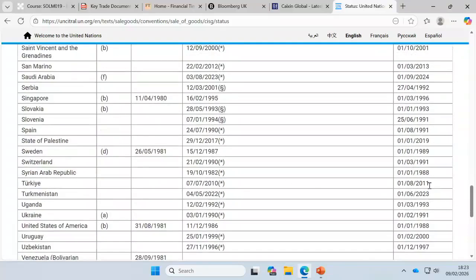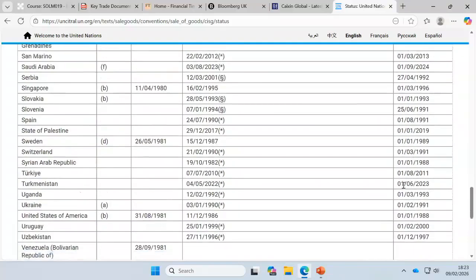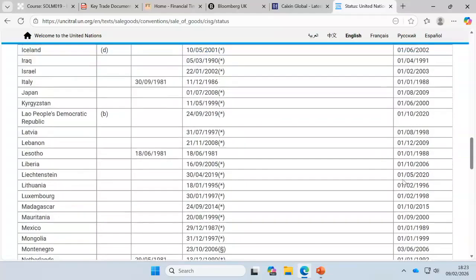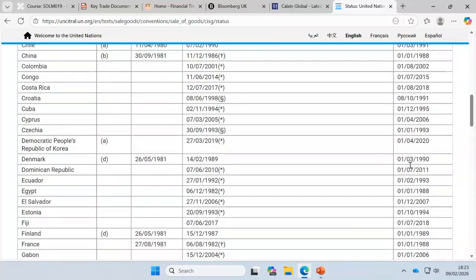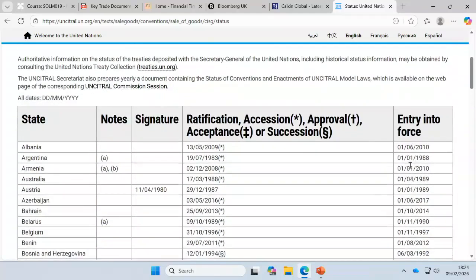Turkey, 2011. So if we look at it in terms of breadth, it is quite a broad spectrum, particularly of major economies, but also of smaller economies, both developed and developing.